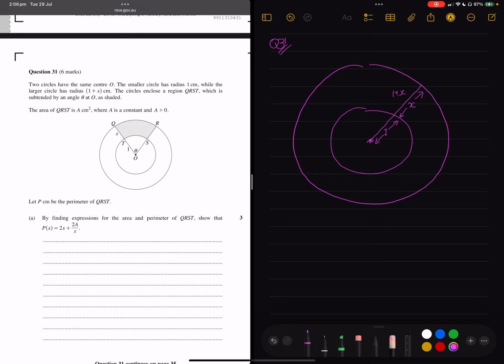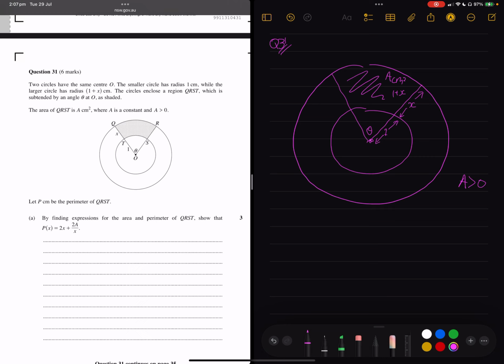Now the circles enclose a region, QRST. All right, so this is part of an annulus. If we draw this, there's this sort of region in here, and the angle contained internally is theta. We're told the area is A centimeters squared, and we're told A is greater than 0. P is the perimeter of the shape QRST. By finding expressions for the area and perimeter, show that this particular identity is true.